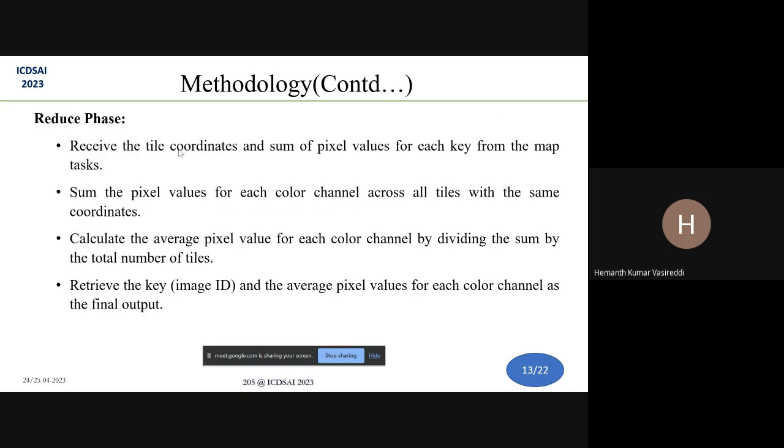In the shuffle and sort functionality, the sum of pixel values identified with respect to each tile will be sorted, and they will be sent to the reducer phase.